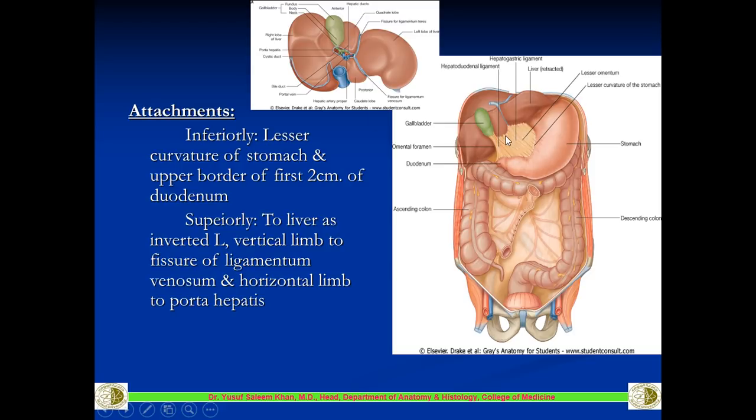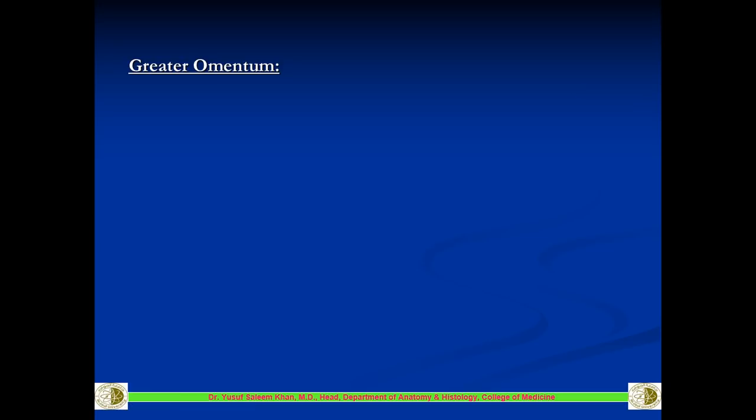So that is how it is attached above, and below it is attached to the lesser curvature of the stomach as well as the first 2 centimeters of the duodenum. This is how the attachment of the lesser omentum is there. So this membrane between the liver and the stomach and the duodenum is called the lesser omentum. Now there is something called the greater omentum.